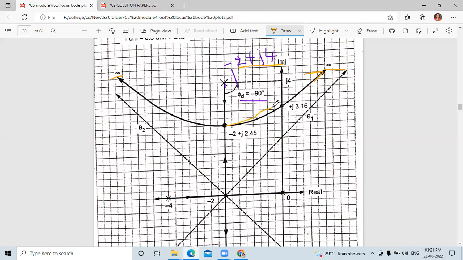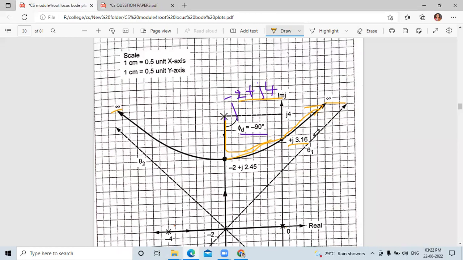Here similarly, we cannot stop here itself. It will start from here, and we cannot say it will stop here. It will join the intersection point with the imaginary axis and then reach infinity. The angle of asymptotes will be written till here.